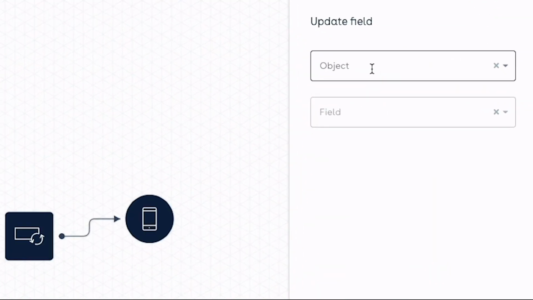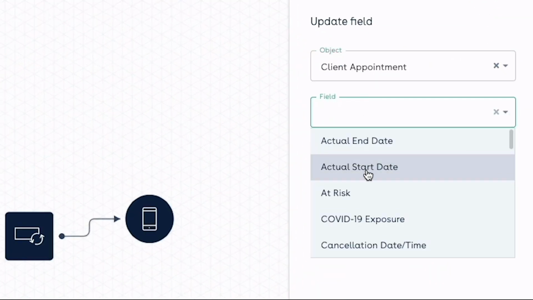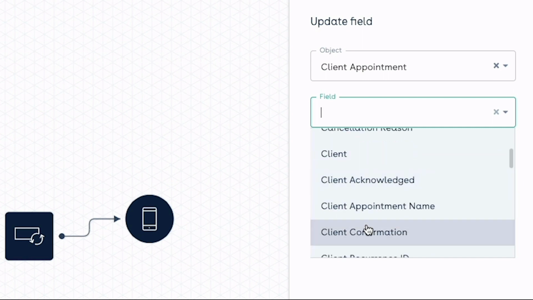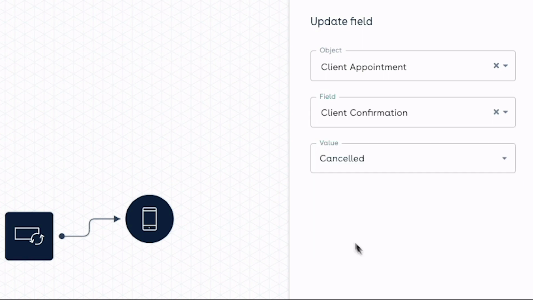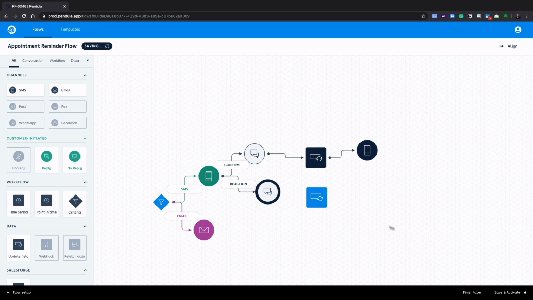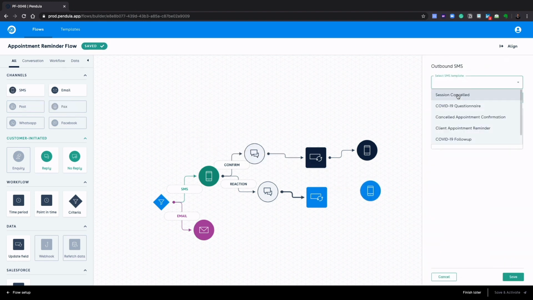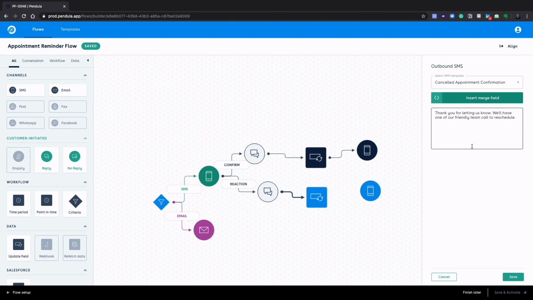Subsequently, I'm going to automatically update some information in my CRM. However, in this case, I'm setting the value of my client confirmation field to cancelled to accurately reflect the client's intentions to cancel. Similar to my confirmation path, I'm closing out the conversation by acknowledging with the client that we've understood their response.